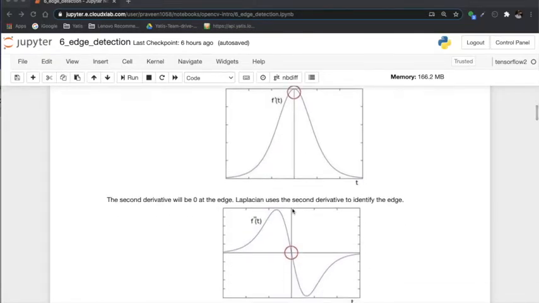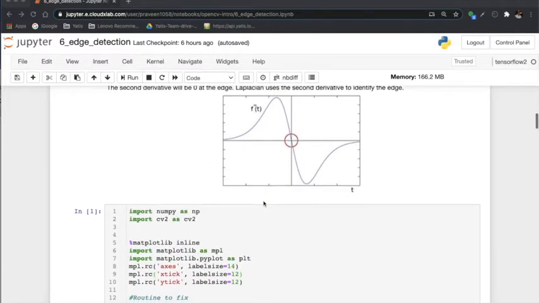Now, interestingly, if we plot the second derivative of this transition, we would note that at the point of transition where the slope or the first derivative is highest, the second derivative is actually zero. So the Laplacian uses the second derivative to identify the edge. It looks for the second derivative and tries to identify zeros. Now, we've looked at the mathematical concept of edge detection. Now let's look at a real example.